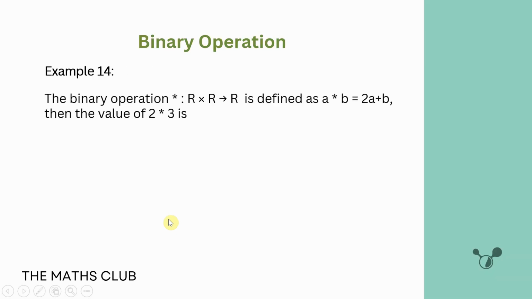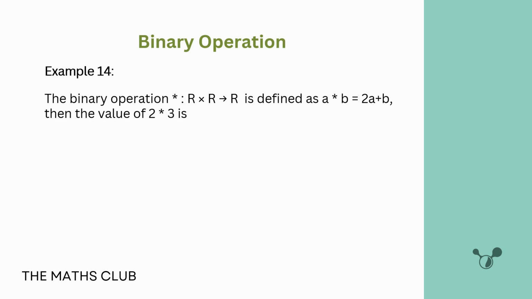Example 14 says that the binary operation star is such that an element of R operates on an element of R to produce an element of set R. It is defined as A star B is equal to 2A plus B. Then the value of 2 star 3 is, and this R is not an arrow, it's symbolizing real numbers. Remember we said we symbolize real numbers with R.